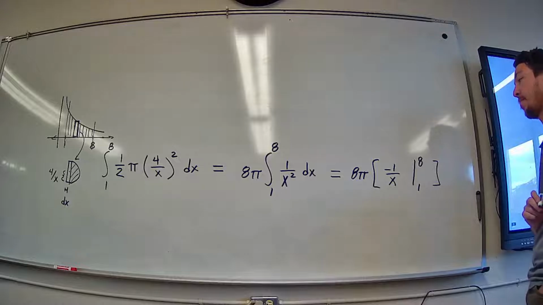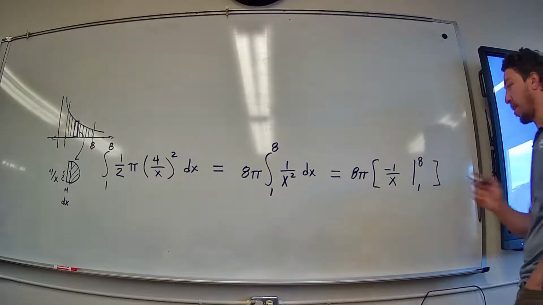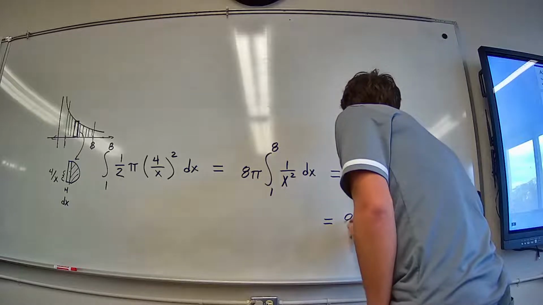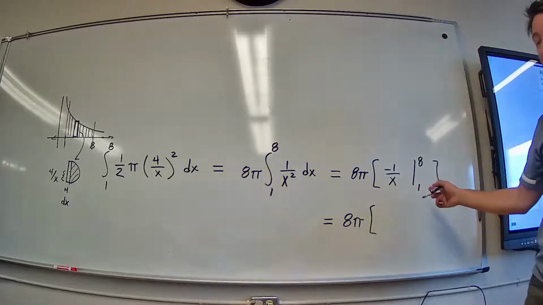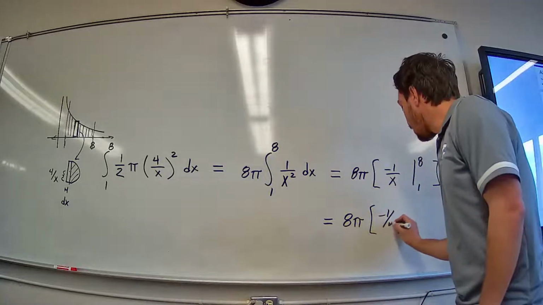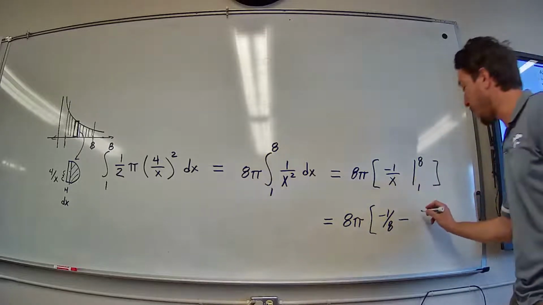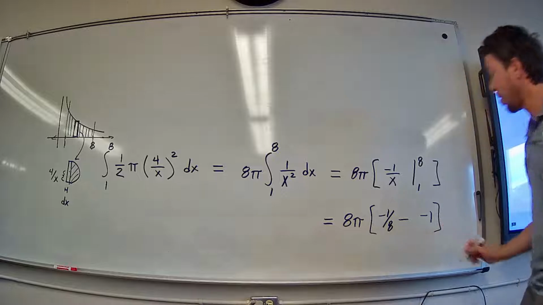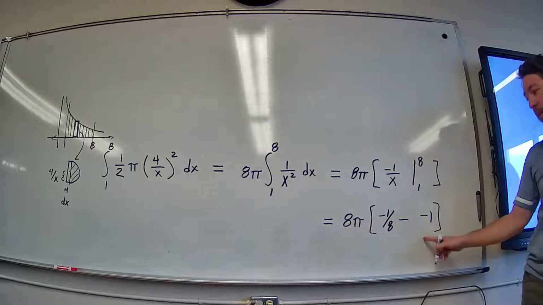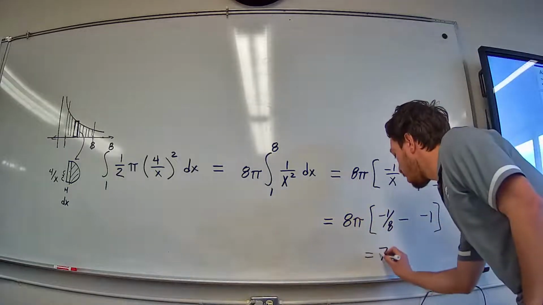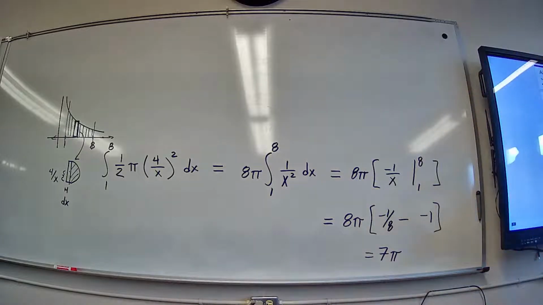Still fine with that? Okay. If no one starts screaming, I'll assume everything's okay. So plug in the 8, you get negative an eighth minus negative 1, so basically plus 1. So what number is this inside here? 7/8. 7/8 times 8 pi is 7 pi. Do we all feel great?